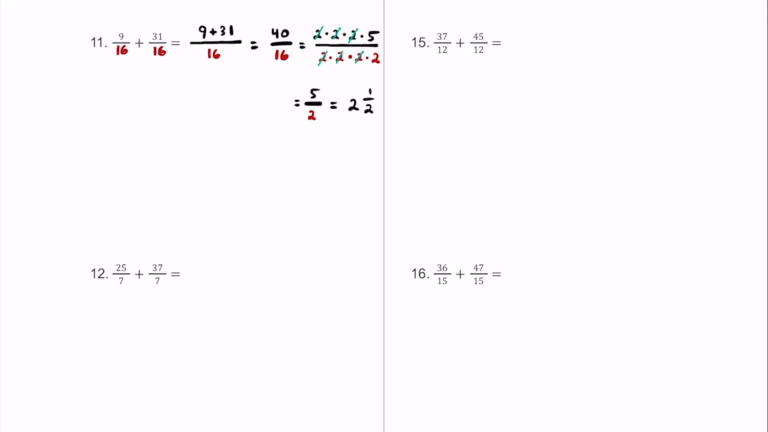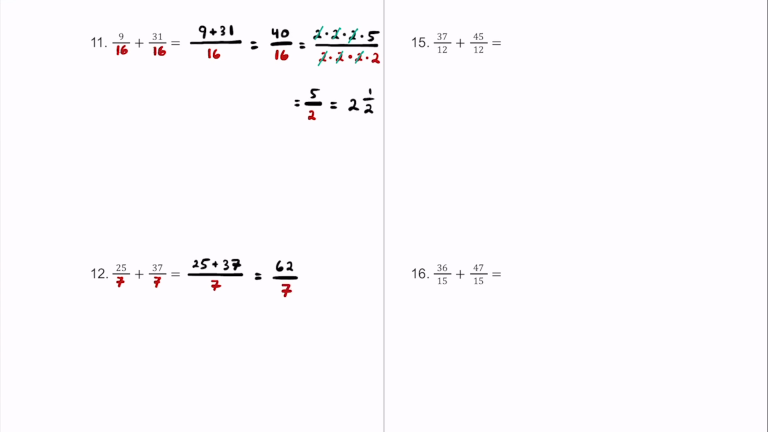For number 12, we have 25 over 7, and we're adding 37 over 7. So we have this common denominator of sevenths. Let's go ahead and do that. Keep the denominator of 7. We're going to go ahead and add 25 and 37 together. I think 25 plus 37 is going to be 62. Let's go ahead and write that as the new numerator. That's after they've been combined. So 62 over the 7 here.